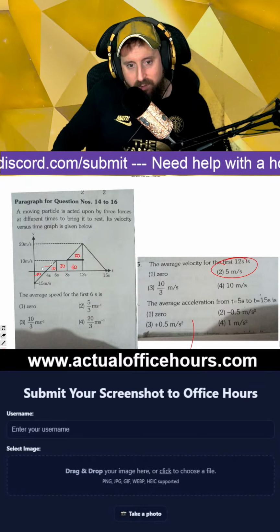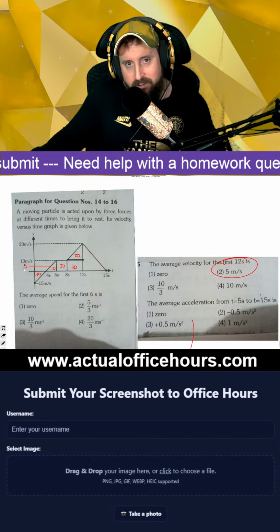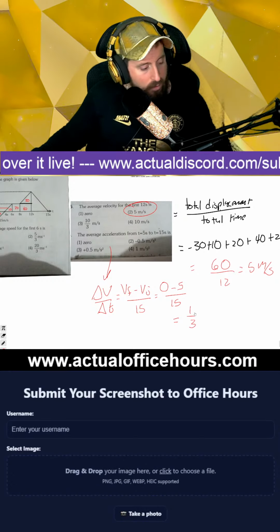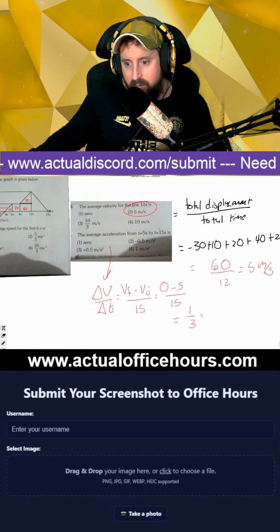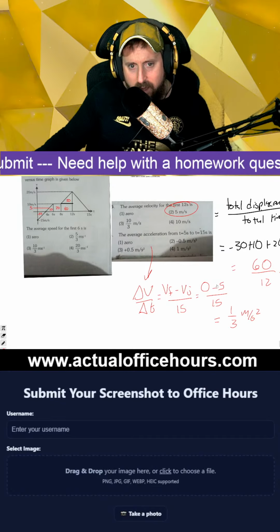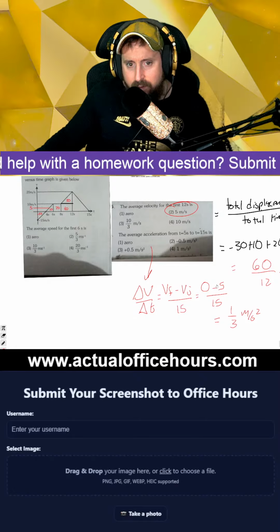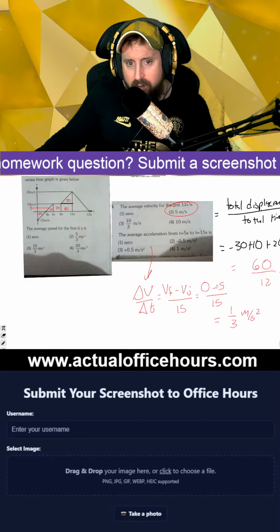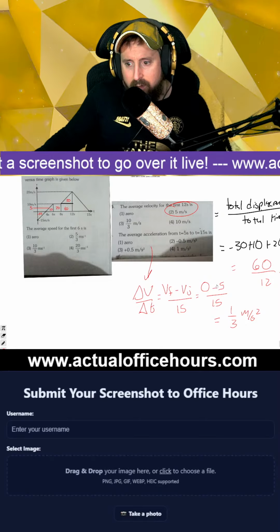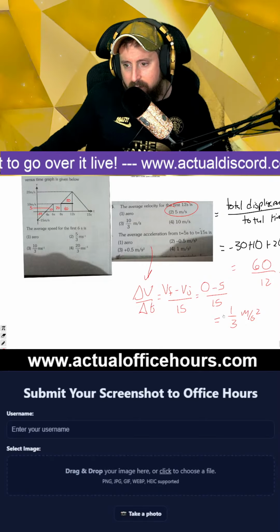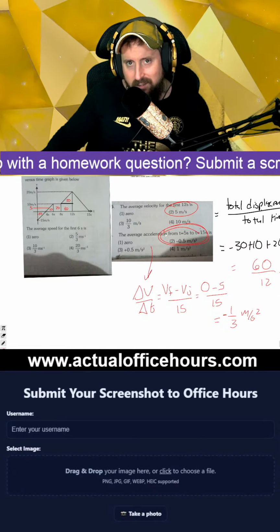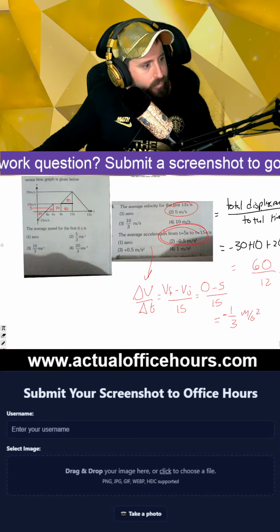I'm sorry, DM, that it's lagging. And that's equal to 1/3 meters per second squared. Wait, is that 5 though? Yeah. 5 to 15, that should be about 5. Oh, so negative 1/3. Yeah. All right, we'll take it.